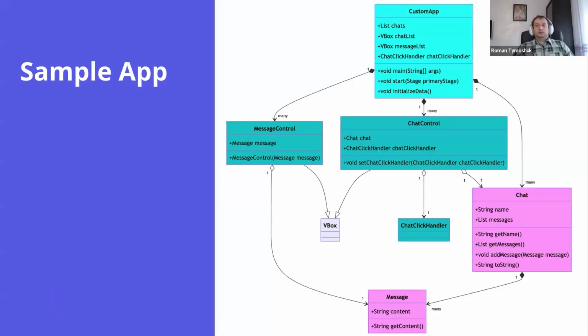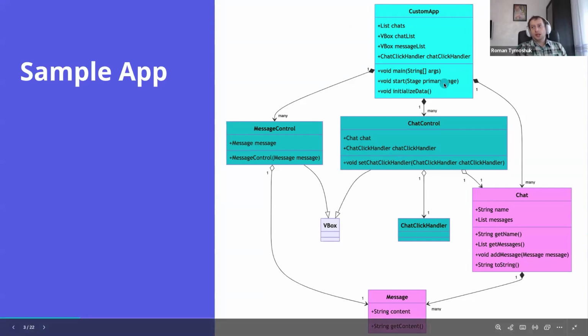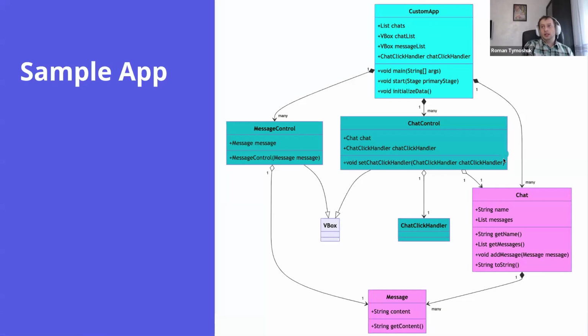Yeah, so just imagine you have a simple app. You already worked with UML diagrams, and from this chart, you can see that we have the custom application, which works with chats. It implements the logic for the chat and messages controls. And we have the application itself on the top. The application may have many chats, many chat controls, and many messages.